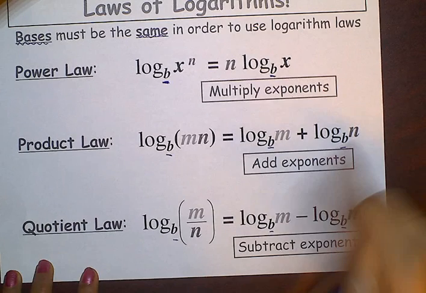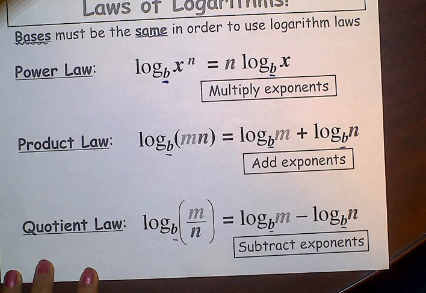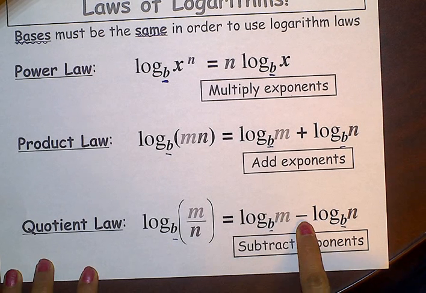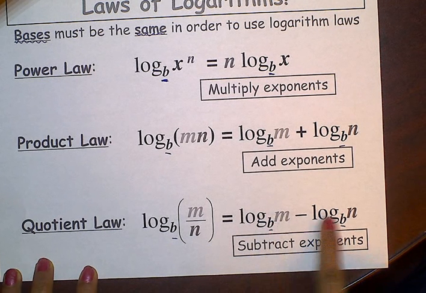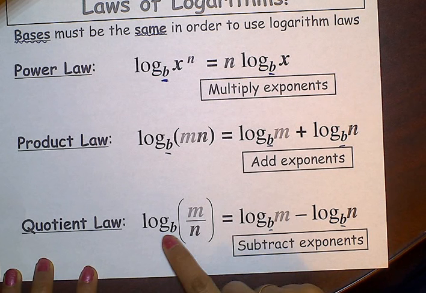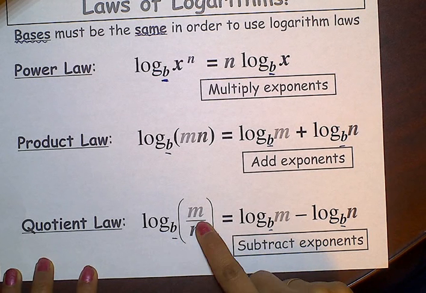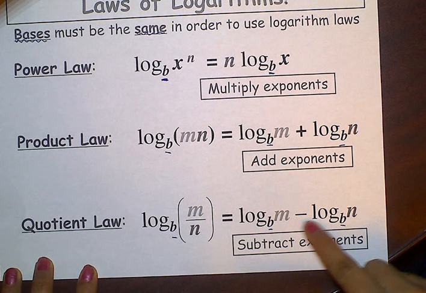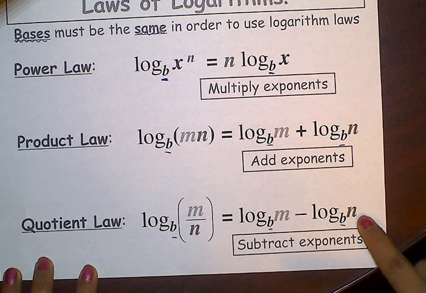If I have the log of my quotient, that's equal to the difference of my logarithmic functions with the exact same base. So I have log base b of m divided by n equals log base b of m minus log base b of n. Let's go ahead and see how that applies to our examples.